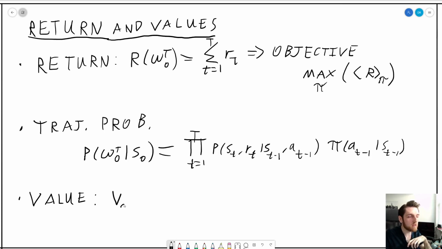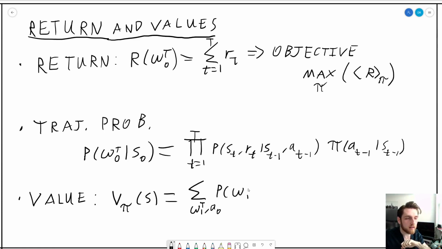So the value of the state under the policy pi is now given by the sum over future trajectories and the actions before that future trajectory. Here I've just replaced 0 with 1, so it's just indicating it's from the next time step onwards, not including the first one. And then we just have the trajectory probability and the return along each trajectory.